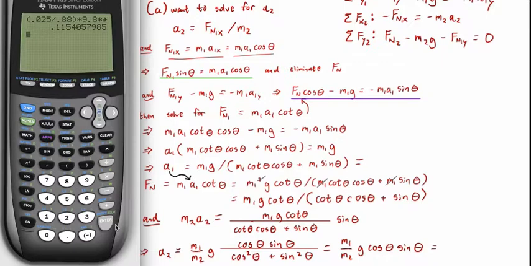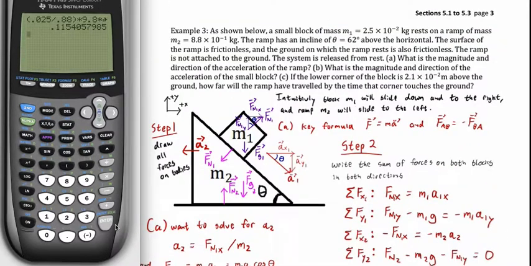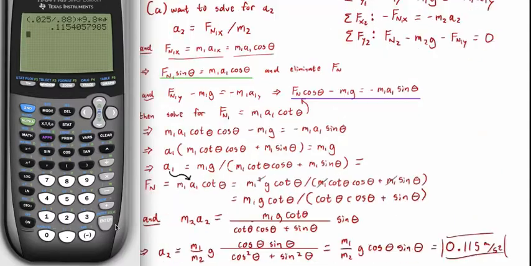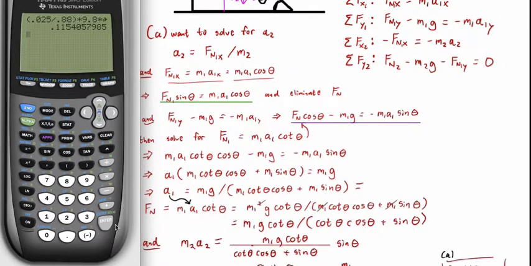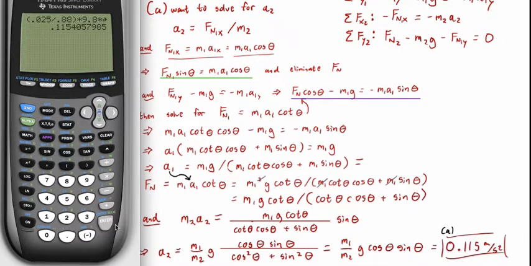So that would be 0.115 meters per second squared. And indeed, what is the magnitude and direction of the acceleration of the ramp? Yep, so that is part A. But because of the way we got there, we already have the answer to part B, I believe, which says what is the magnitude and direction of the acceleration of the small block. So let's go ahead and solve for that.